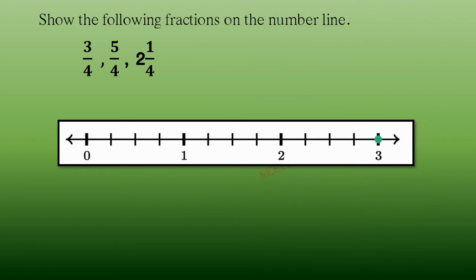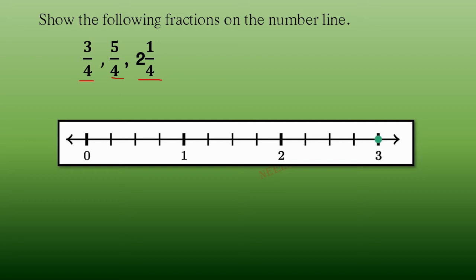Now, another type of example: show the following fractions on the number line. Now in this example, you have to show the fractions on the number line. Now the fractions are given: 3 by 4, 5 by 4, and a mixed number. This is mixed fraction 2 1 by 4.